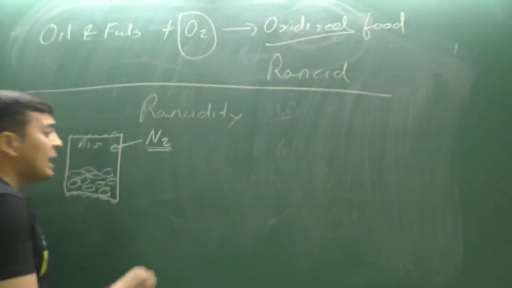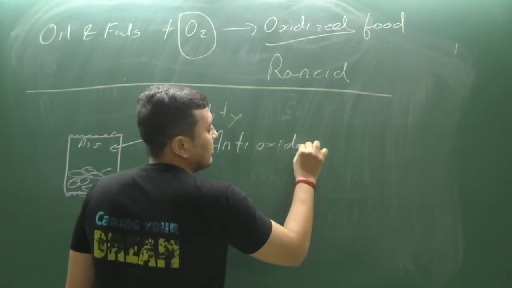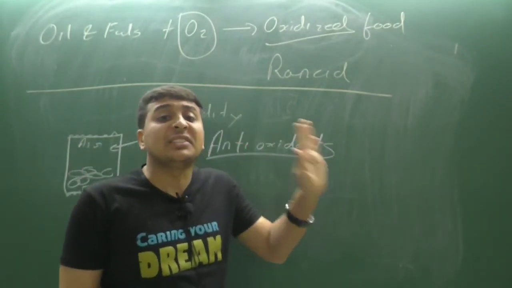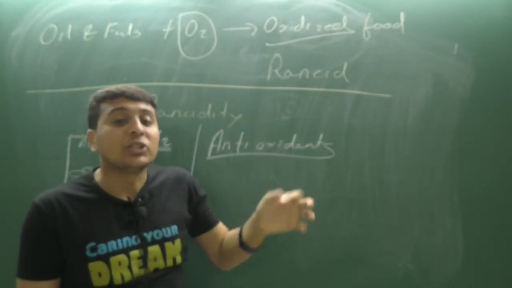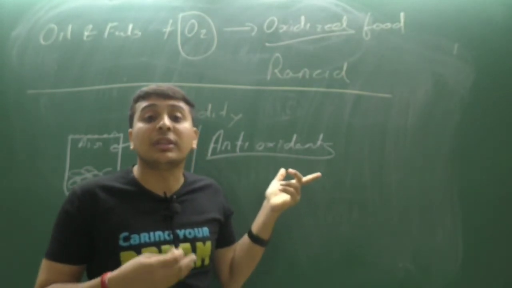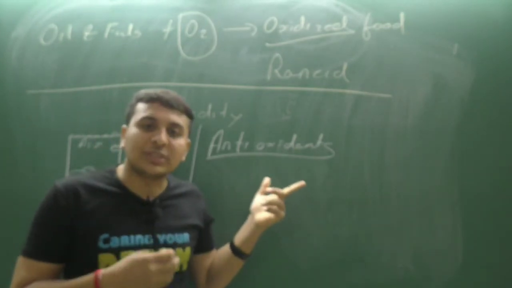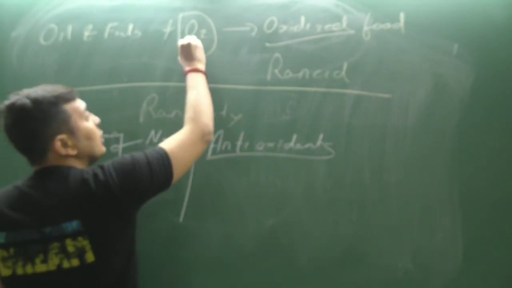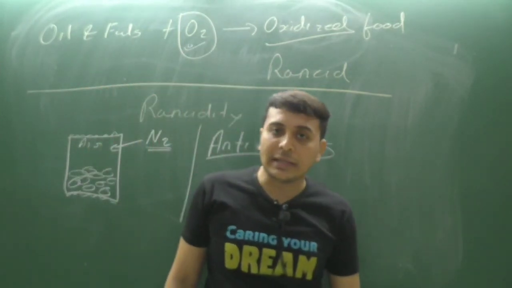Clear? Second, by adding antioxidants. What do we mean by antioxidants? It means there are some types of compounds which prevent the reaction of oxygen, that do not allow oxygen to react easily. So the food can be preserved for a long time, and generally we know them as preservatives. They are known to us as preservatives, but they are known as antioxidants. What do we mean by antioxidants? The compounds which stop the reaction of oxygen are known as antioxidants. Clear?